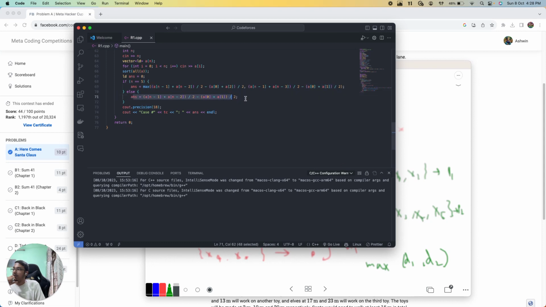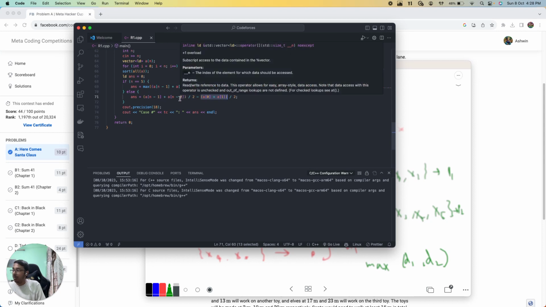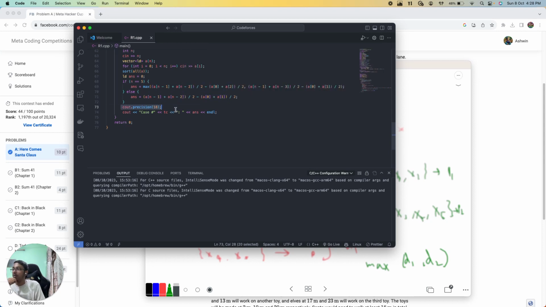And for the rest of the cases I will just take first 2 in a group and last 2 in a group and just take the distance. That difference is the maximum distance Santa needs to travel, and here you can see this will definitely be greater than this, so I just don't need to take the absolute value because obviously the array is sorted, so I am just printing that.